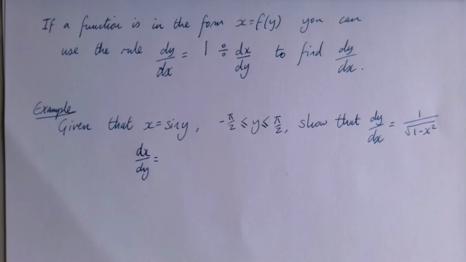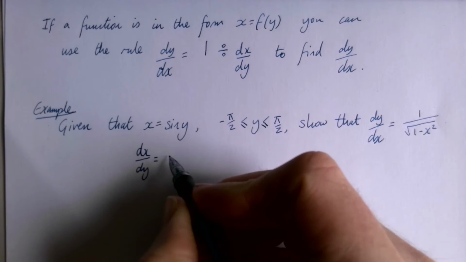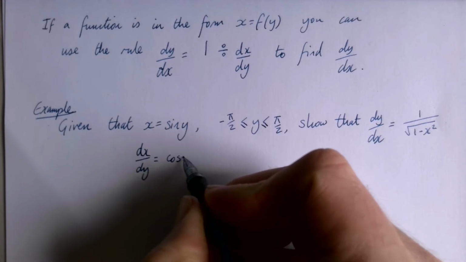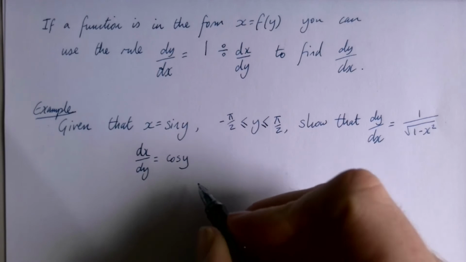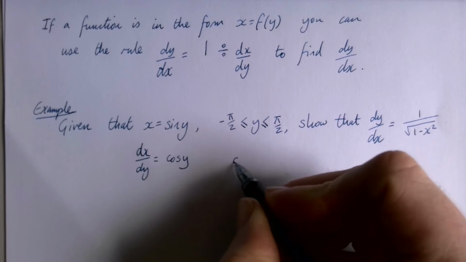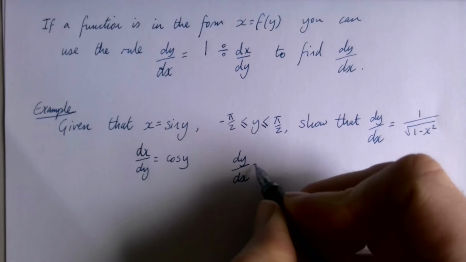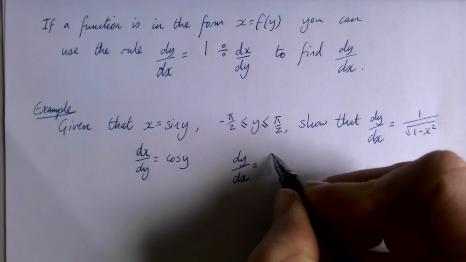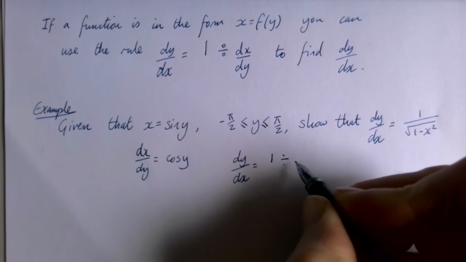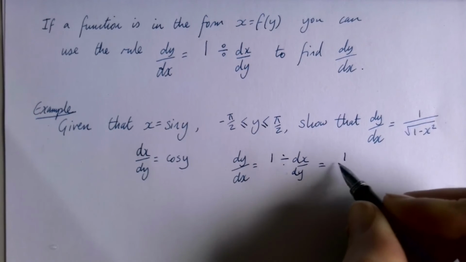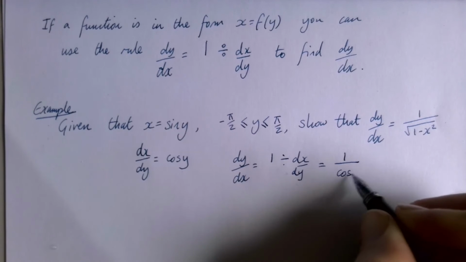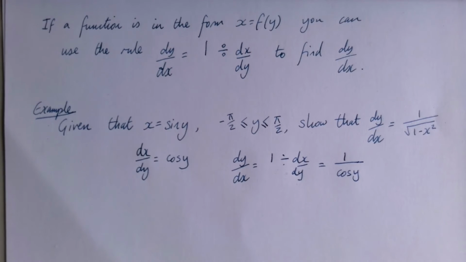simple enough. Our circle of truth goes from sine y to cos y, doesn't it? So we can say that that will be cos y, and then we can say that dy by dx is going to be 1 divided by dx by dy, so that is going to be 1 divided by cos y. Now, how do we get from 1 over cos y to this?